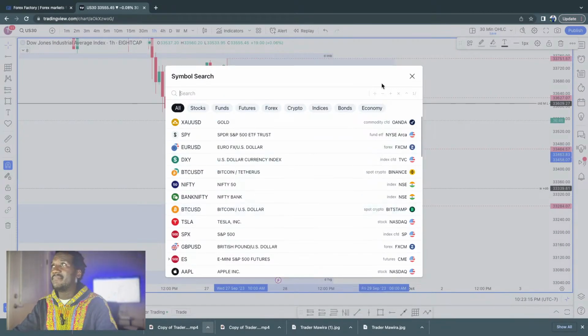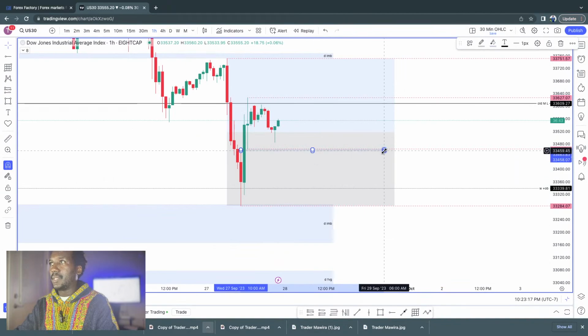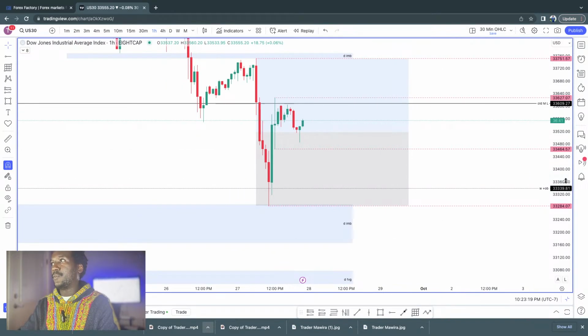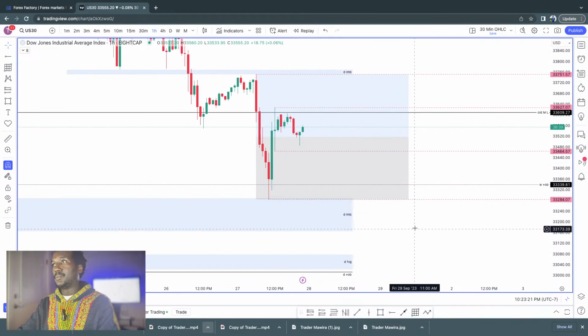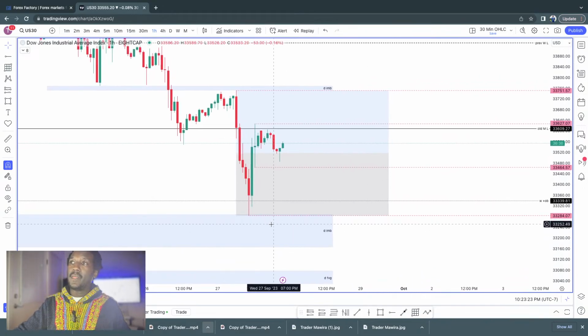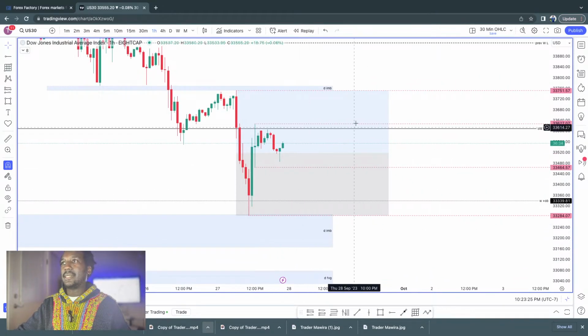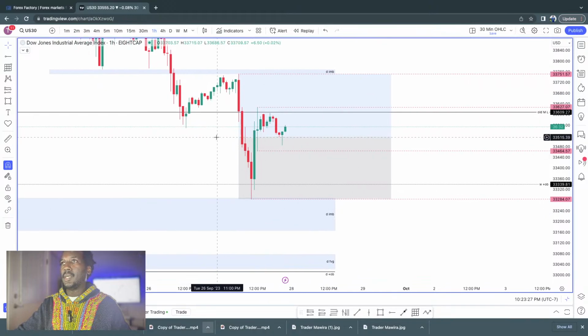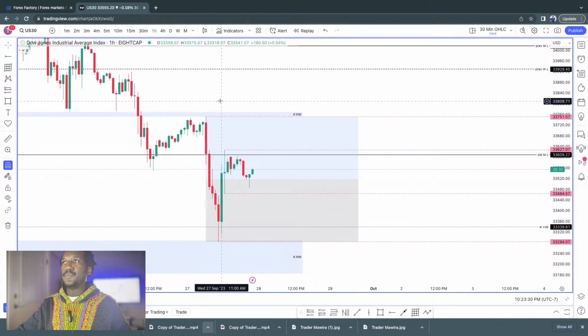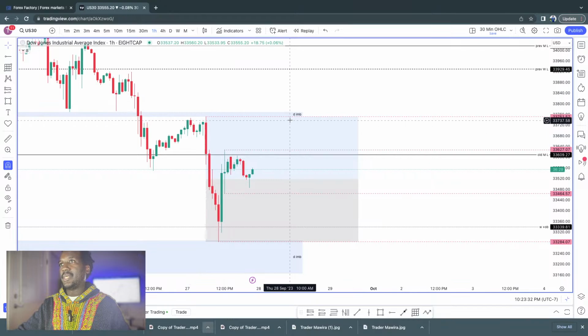But we all have different levels of how advanced we are. For me, I would wait for either this high to be taken out or this low to be taken out, and then look for a retracement back inside this range. And also if we go up, look for a retracement back inside this range.